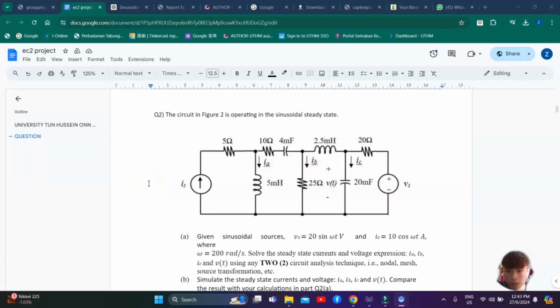Alright, good morning Doctor and hello everyone. My name is Suzy Jen, number 3 is C230078. Today I will present the simulation of question 2. This is the question 2 circuit, and I will simulate the steady state currents and voltage, which are IA, IB and IC, and also the voltage VT.